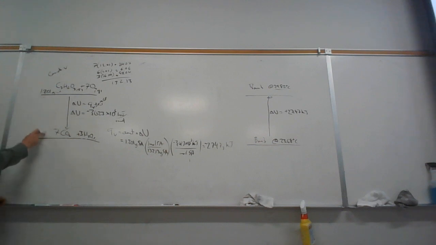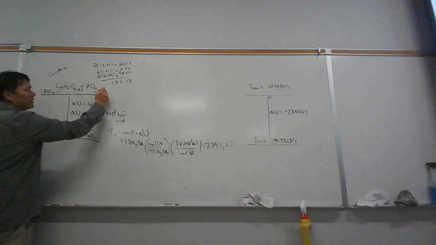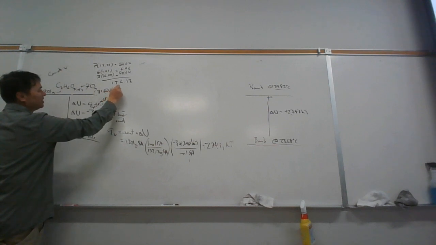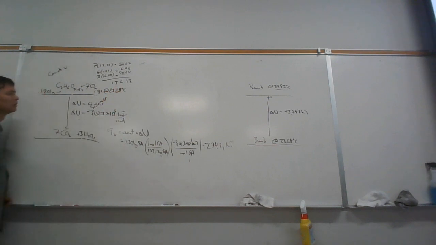What happened to the temperature here? Well, initially this must have been at the same temperature as the bomb. It would be 23.68 degrees C. What's the final temperature of this going to be? Is the final temperature of this going to be 29.82? What do you think?